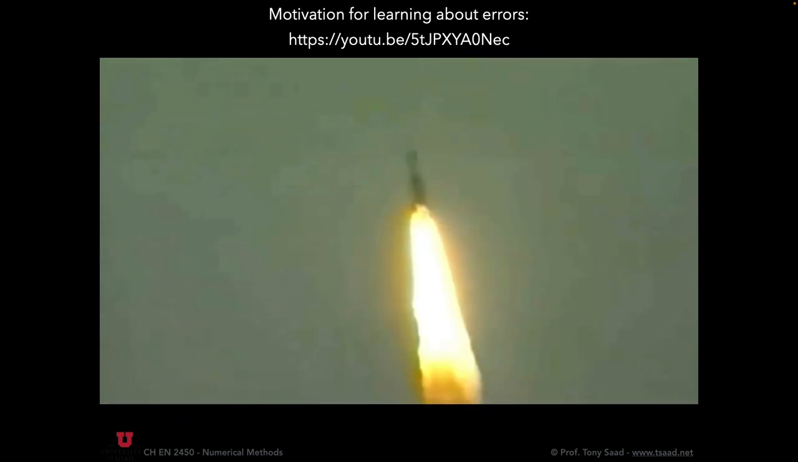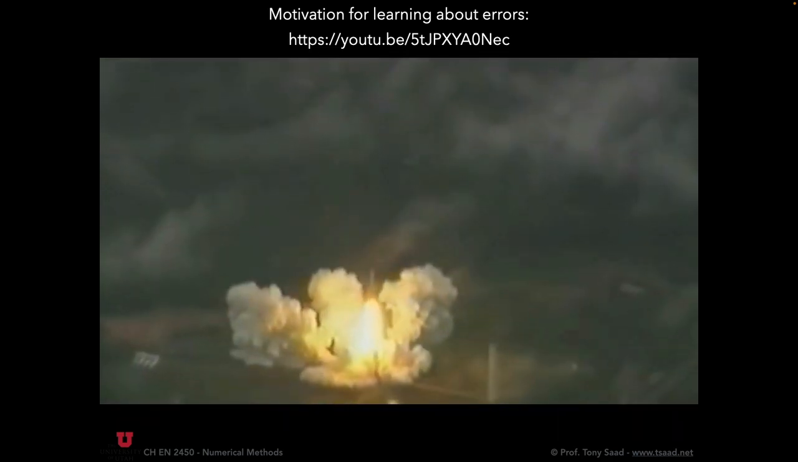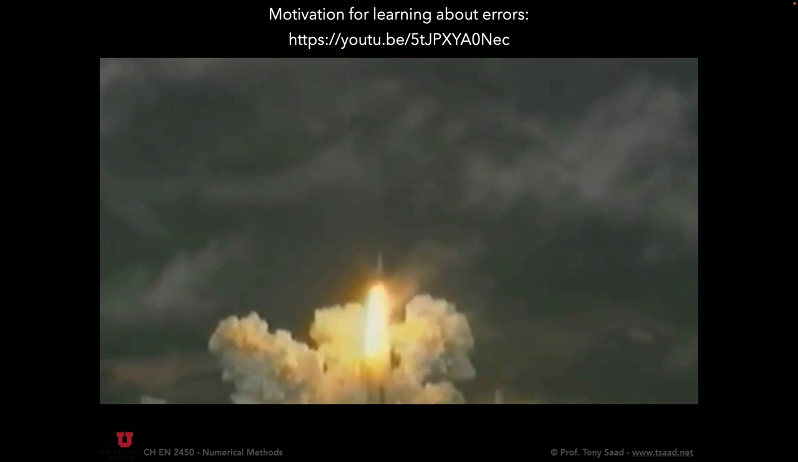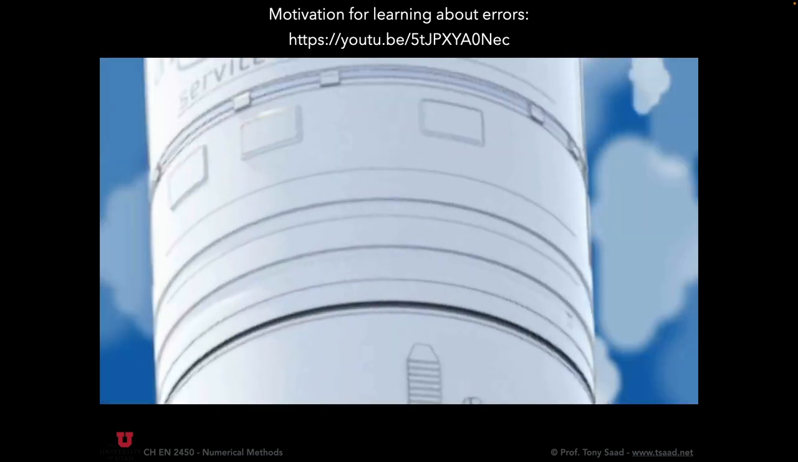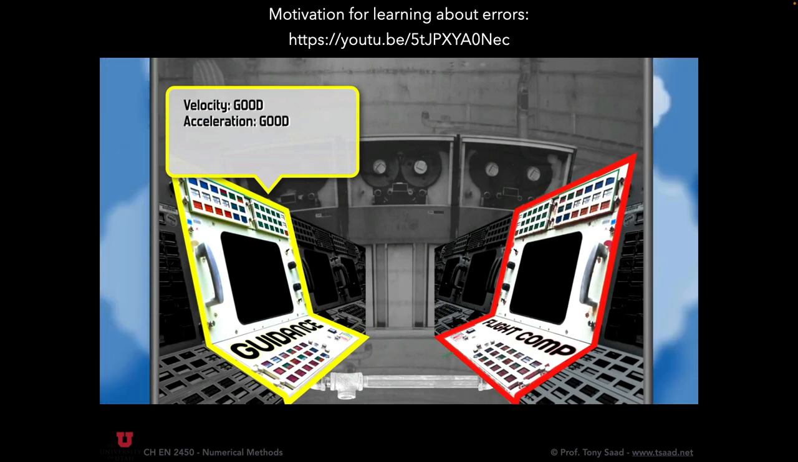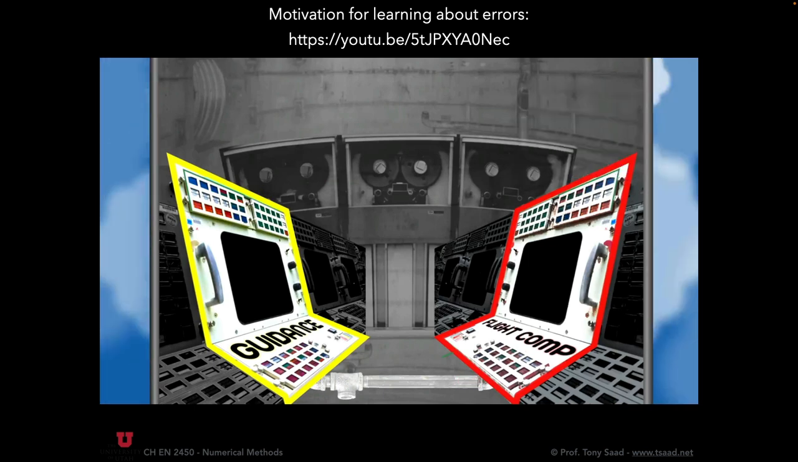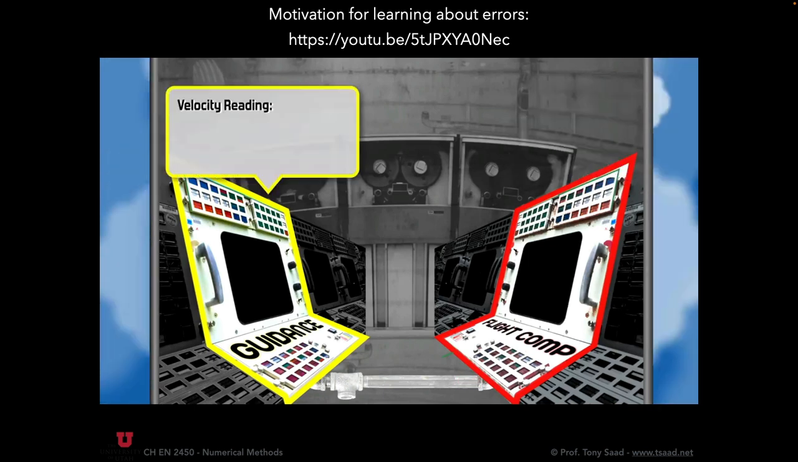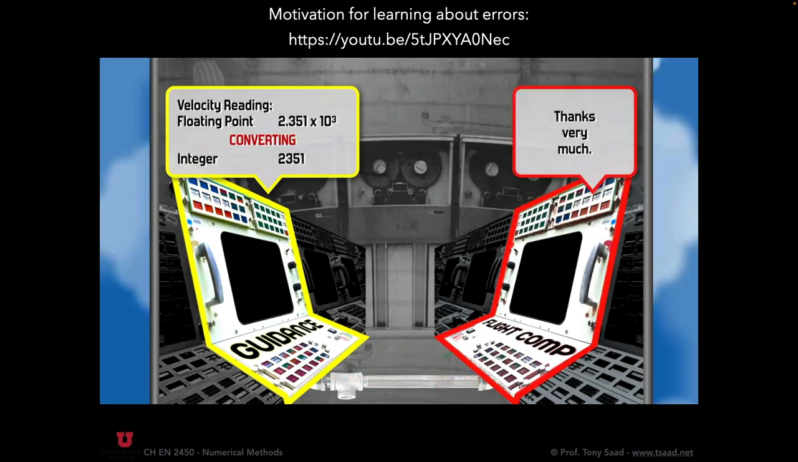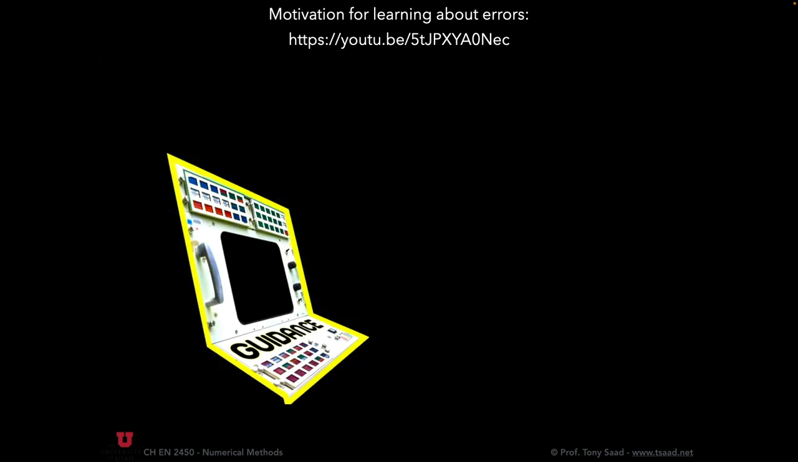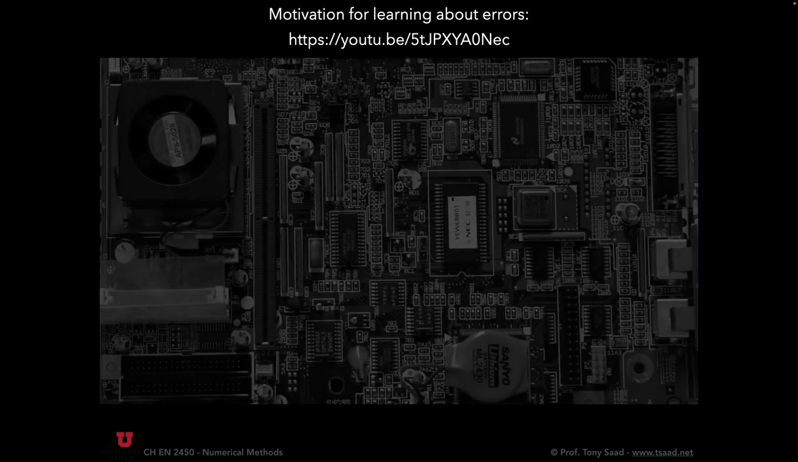Okay, here's what happened. The Ariane 5 leaves the launch pad and accelerates smoothly into the sky, following its predetermined path towards space. Inside, the onboard guidance system is constantly tracking the rocket's trajectory and sending the data over to the main flight computer. To do so, the guidance system converts the velocity readings from 64-bit floating point to 16-bit integer. Okay, stop for a second and let's think about what that actually means.